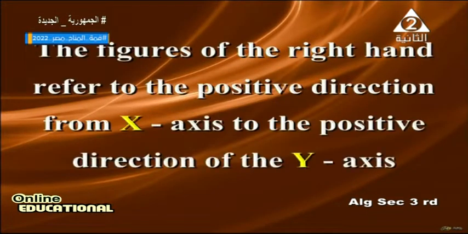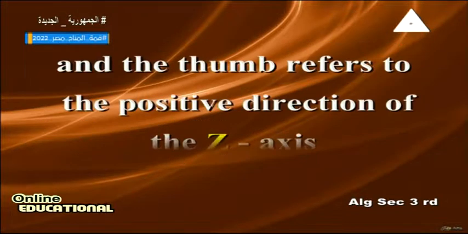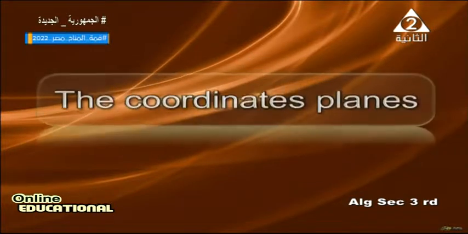The right hand rule. The fingers of the right hand refer to the positive direction from the x-axis to the positive direction of the y-axis, and the thumb refers to the positive direction of the z-axis.